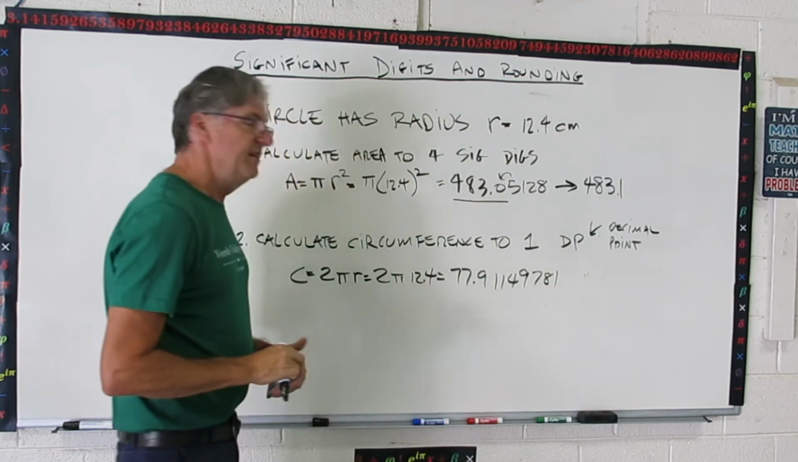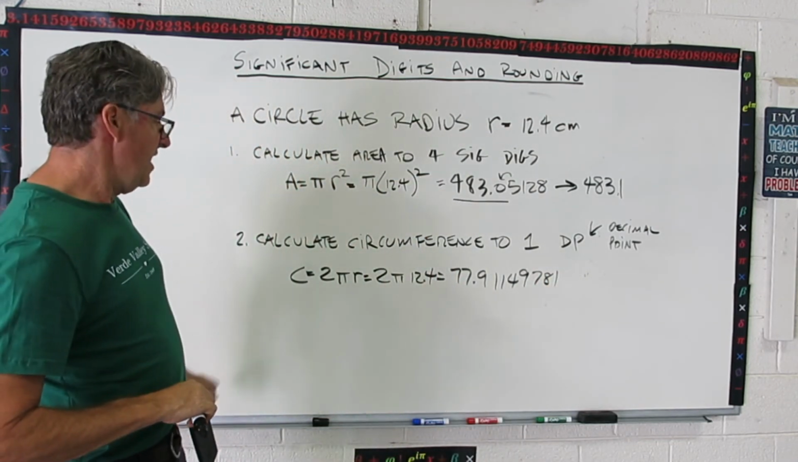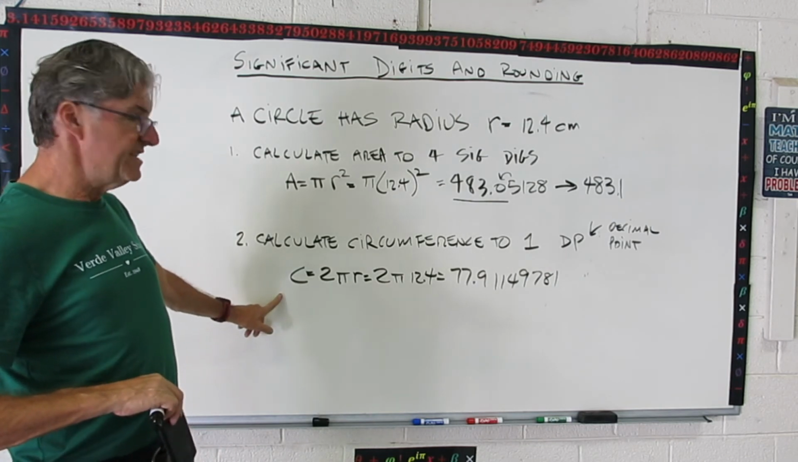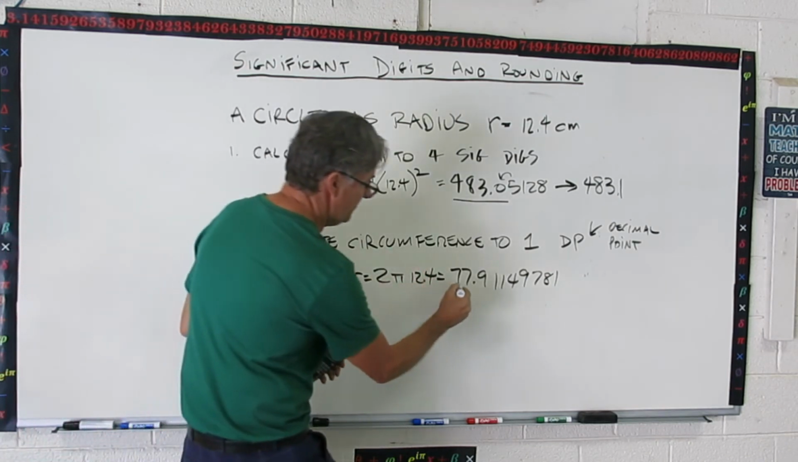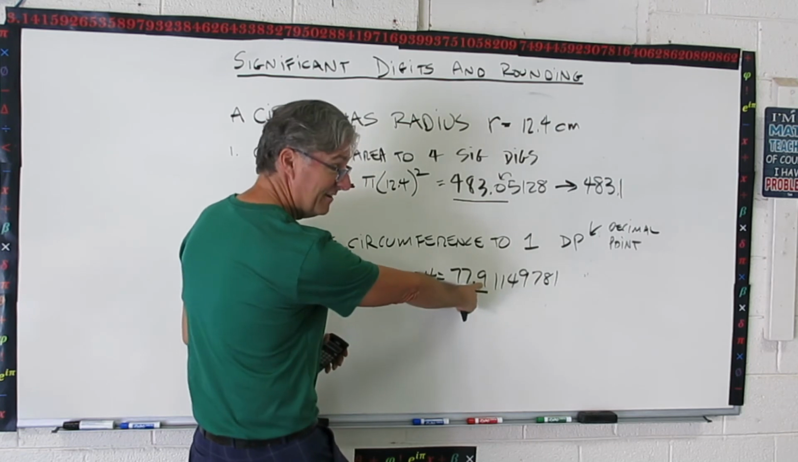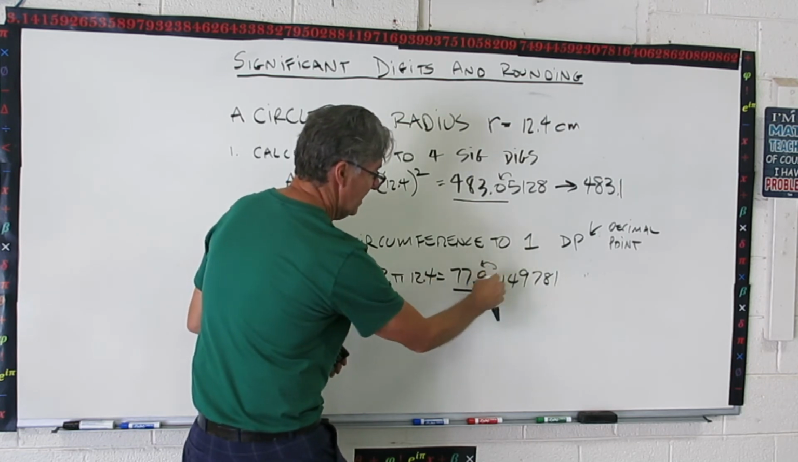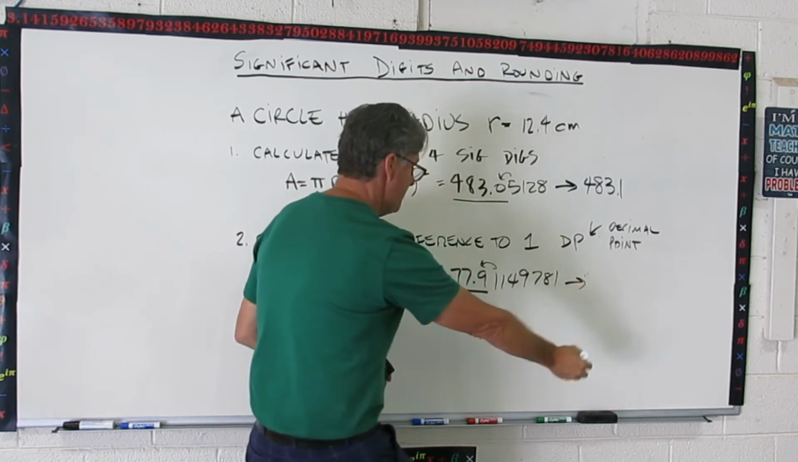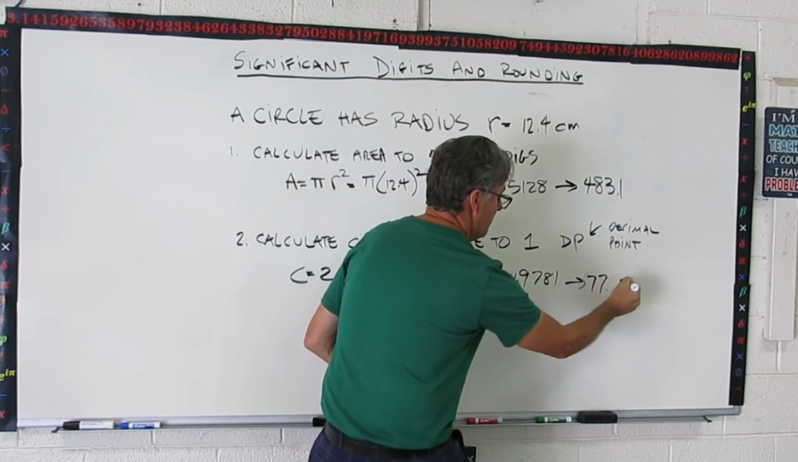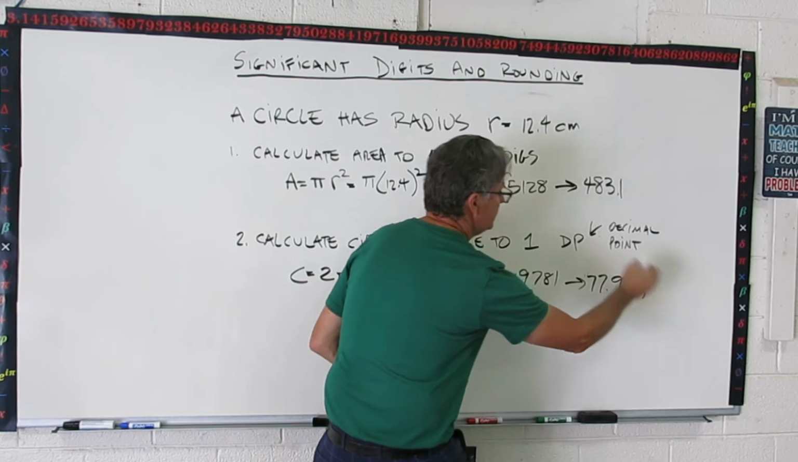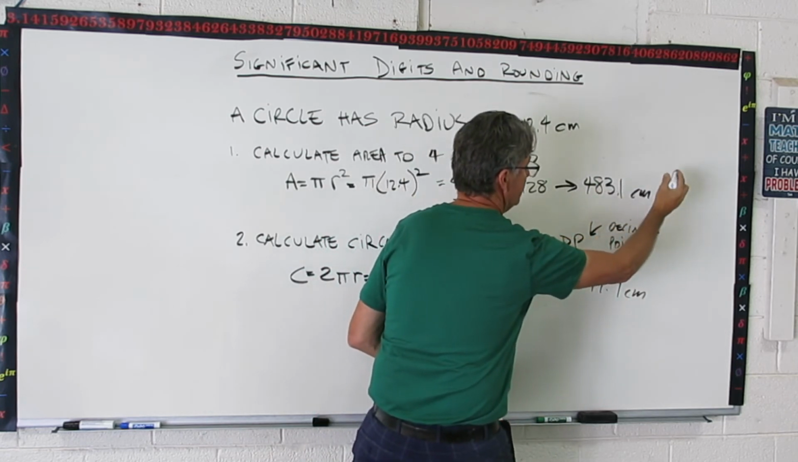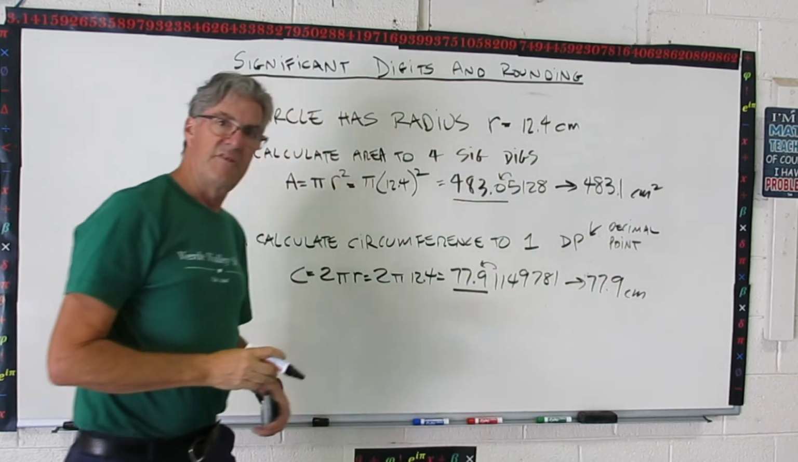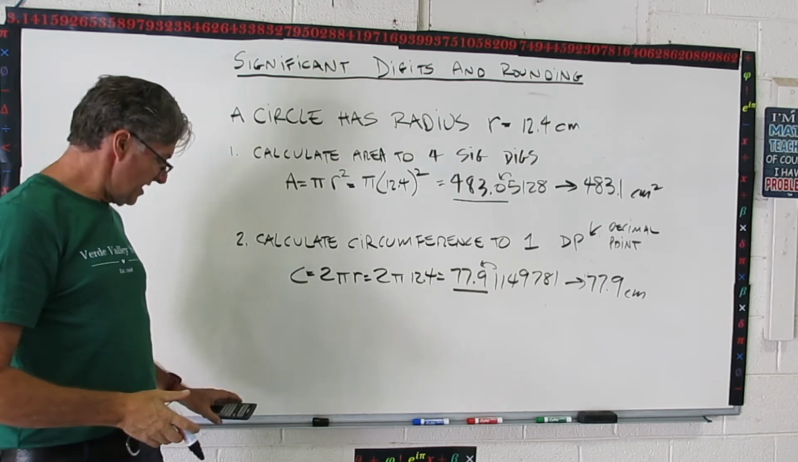77.91149781. Okay, so check this out. I've got to round this to 1 decimal point. Okay, so that's going to be right to there. So I look to the next one, and that's a 1. So that's not going to change that 9. So we're going to end up having 77.9 centimeters. So there you go.